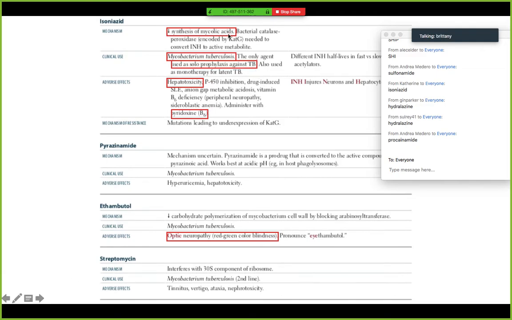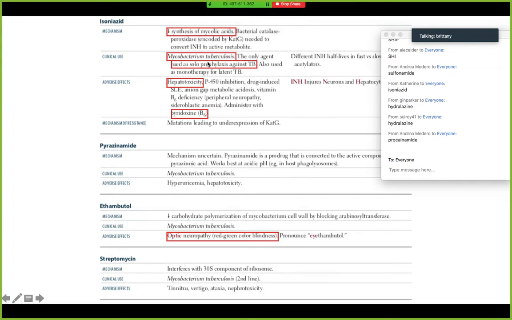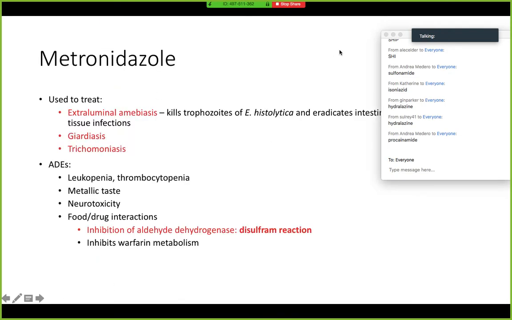I threw in a few First Aid slides. I just tried to circle the things that are most important for you right now. So ethambutol with the optic neuropathy, and you can call it ithambutol to help you remember. And then isoniazid, one thing I'm not sure she really talked about, but it's very high yield. It's the only TB agent that can be used as solo prophylaxis against TB. So it can be used by itself as prophylaxis for TB. That's very important.